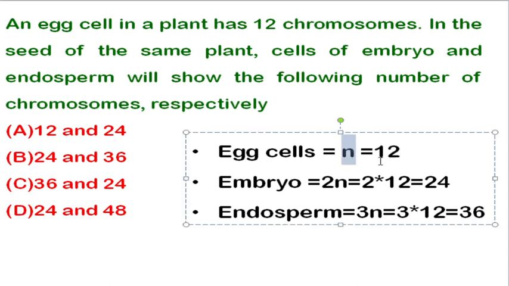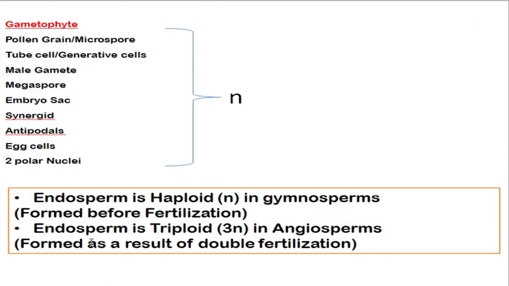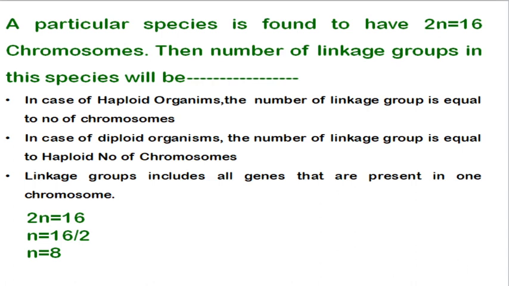So egg cells have a haploid number of chromosomes, and embryo, it is easy. Embryo has a diploid number, which means 2 multiplied by 12, it is 24. And endosperm, here they didn't mention whether it is an angiosperm or a gymnosperm, so simply I'm taking the ploidy level of endosperm as 3N. 3N in the sense 3 multiplied by 12, which is 36. So the number of chromosomes present in embryo is 24, and in endosperm is 36.